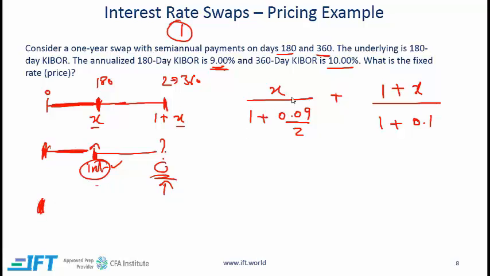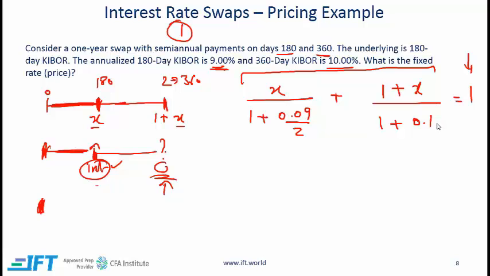So we can then say that this whole expression must be equal to 1. So we are setting the present value of the fixed payments to the present value of the floating rate payments, and that is 1. So we can solve for X.